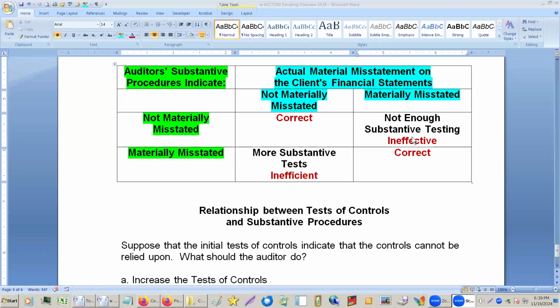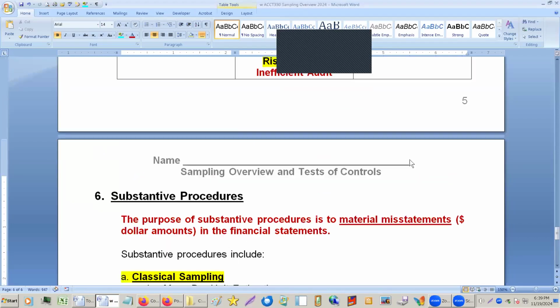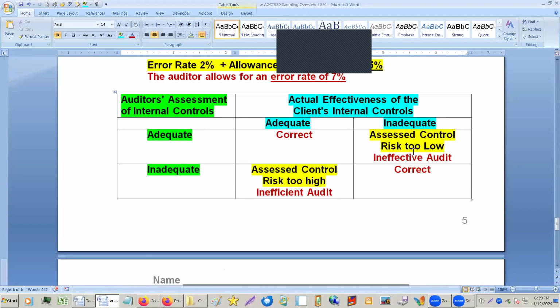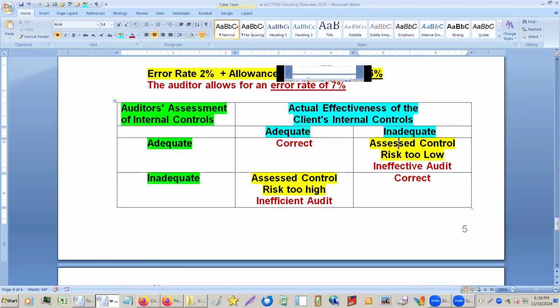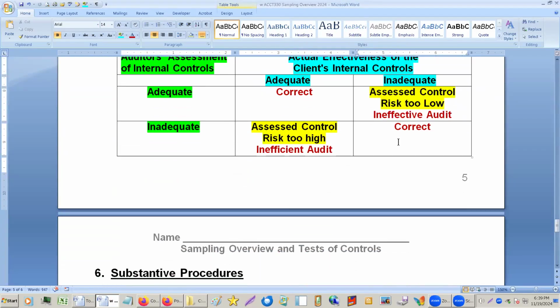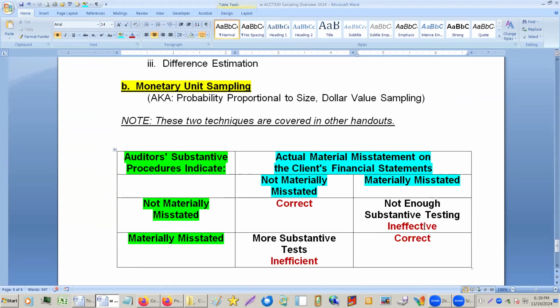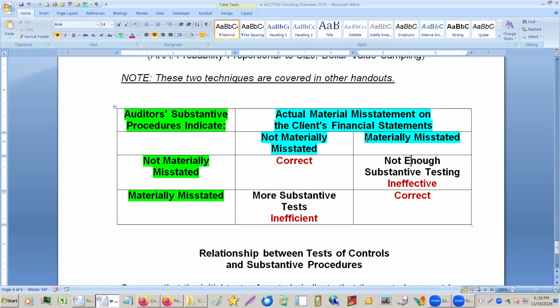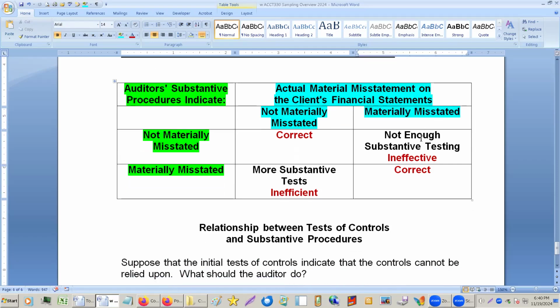Now, for internal controls, just because maybe you're relying on the controls too much doesn't necessarily mean the financial statements are misstated. But down here, this is the real problem. If they are materially misstated and you don't know that, that's a problem, because these material misstatements will probably end up showing up on the financial statements.